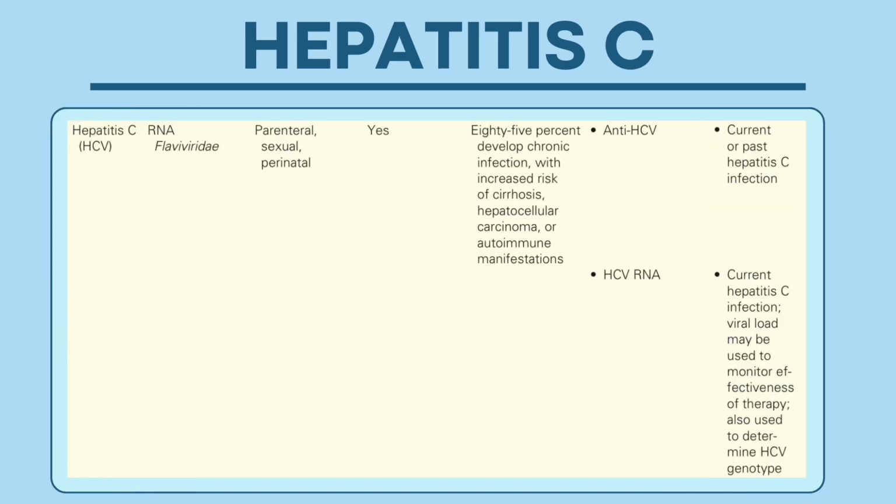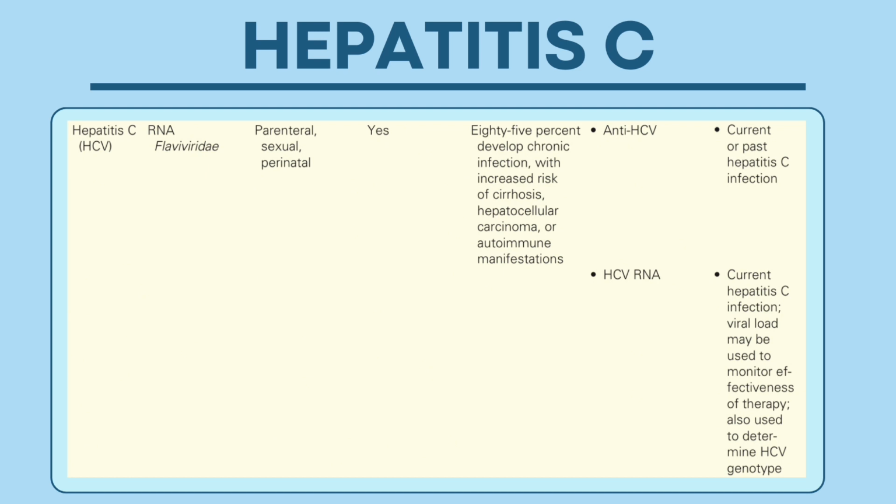On the third slide, we will talk about hepatitis C virus, which is under the type and family of RNA Flaviviridae. It is transmitted through parenteral, sexual, and perinatal transmission, and it also has progression to a chronic state. It has complications since 85% develop chronic infection with increased risk of cirrhosis, hepatocellular carcinoma, or autoimmune manifestations. Serological and molecular markers include anti-hepatitis C and hepatitis C RNA.